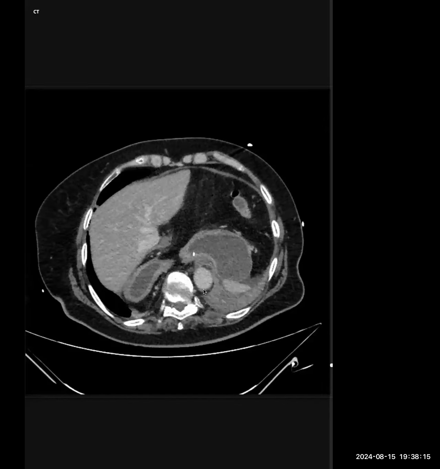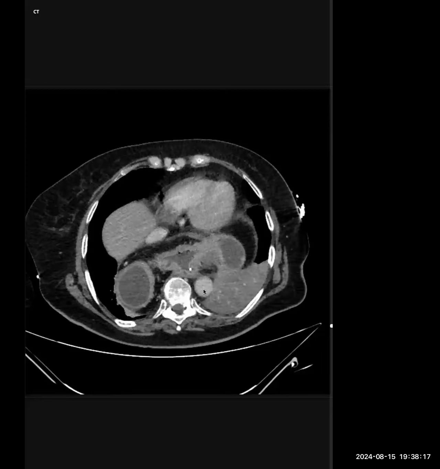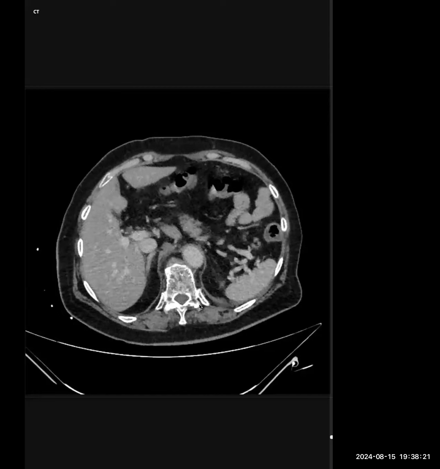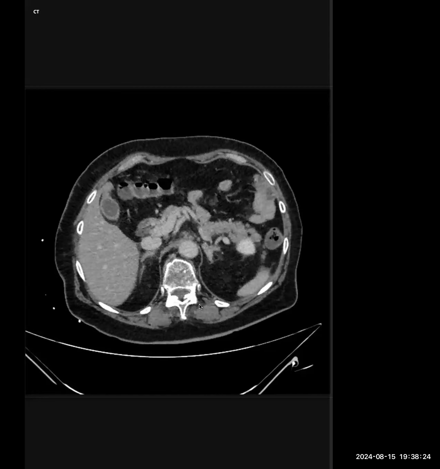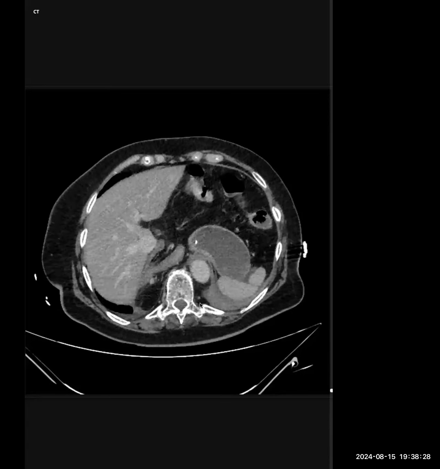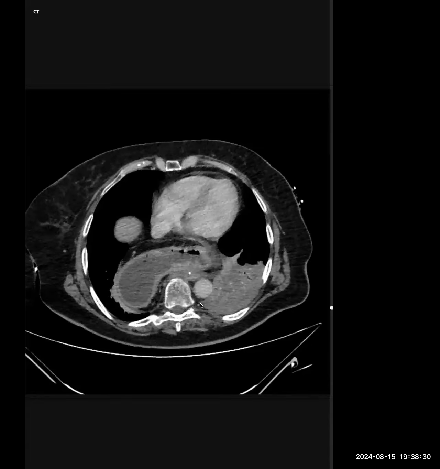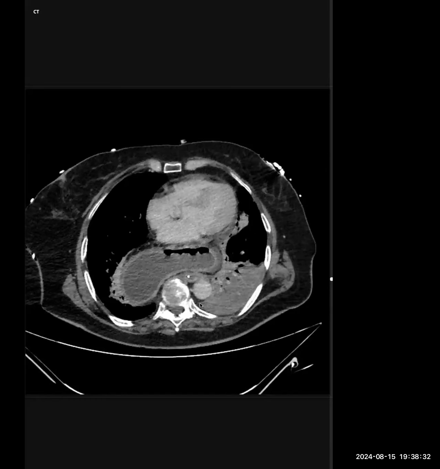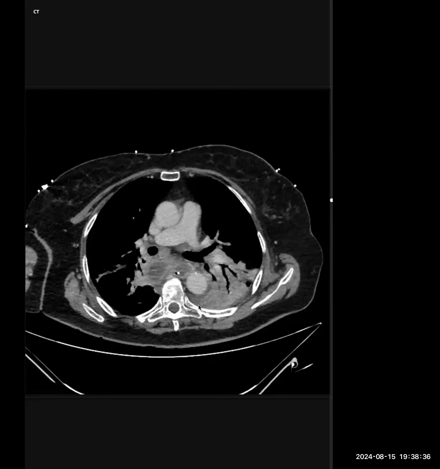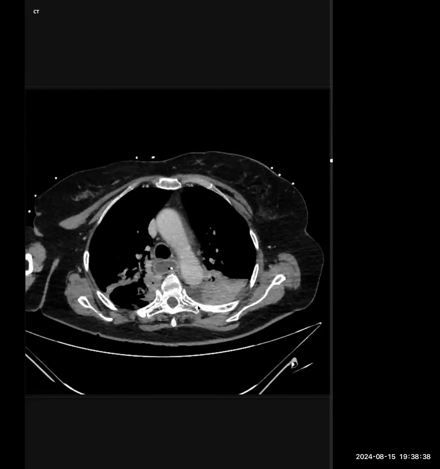Okay, if you're thinking about volvulus, can you see the twist? No, sir, I do not appreciate this twist. Okay, so then summarize this, please. I think the stomach has herniated into the thorax, sir. I think this could be a paraesophageal hernia.